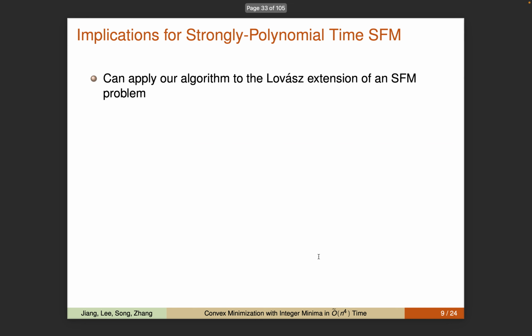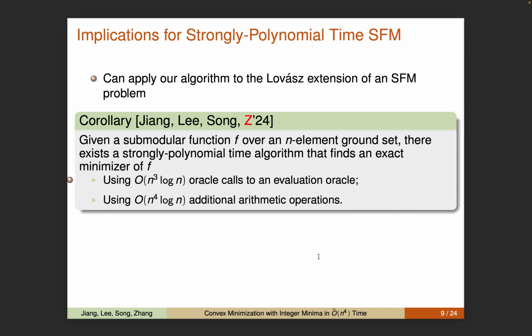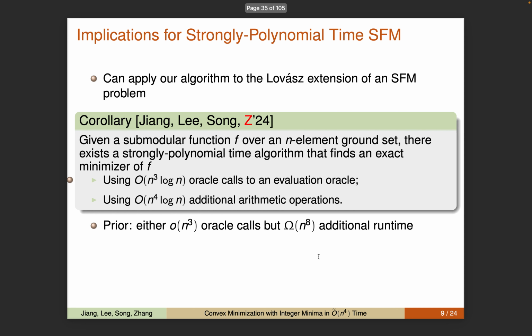we obtain a much improved additional runtime. And one of the important implications of our algorithm is a strongly polynomial time algorithm for submodular function minimization. So one can directly apply our method to the so-called Lovász extension of SFM. And as a corollary, we obtain an algorithm that uses only n cubed log n oracle calls to the evaluation oracle, and n to the fourth power times log n additional arithmetic operations.